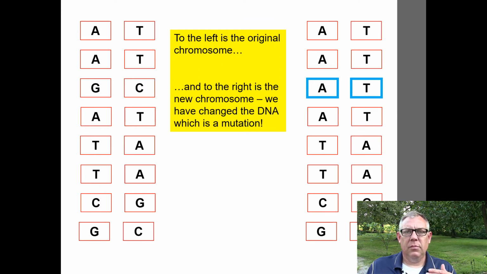And so just to illustrate what happened here, to the left is the original chromosome, and to the right is the new chromosome, where there was a mistake, and in fixing the mistake, we fixed it the wrong way. You can see how that new chromosome is a little bit different. But that's a mutation. If you change that DNA, then the resulting RNA is going to change, and that may or may not change the protein. So that's just one way that DNA can mutate.